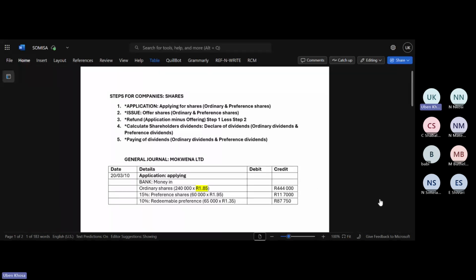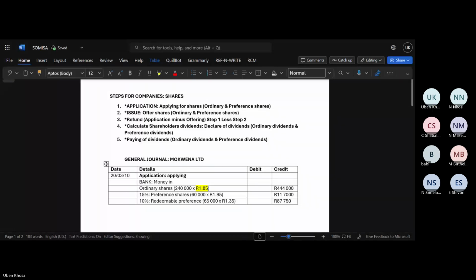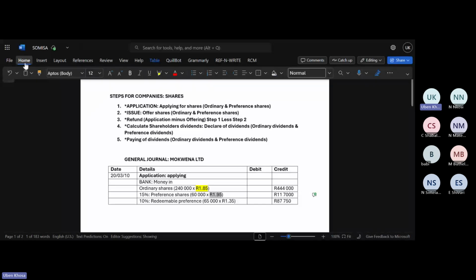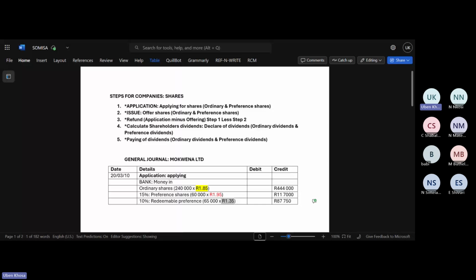Preference shares, how much each share? 1,95. As long as we want to convert preference shares, we multiply by 1,95. It is given on the question paper. Thank you. The last one, redeemable preference shares, how much each share? 1,35. It is given on the question paper. Fine. Let me highlight this one as well.